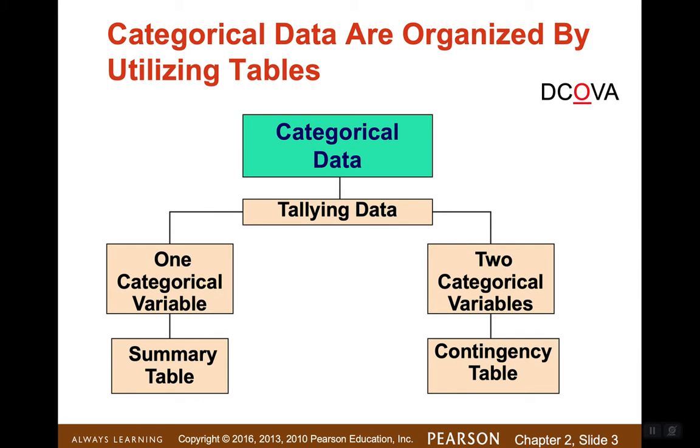All right, so we'll start with categorical data. Remember, we have categorical and numerical. So for categorical data, we're going to start with looking at a scenario where we have one categorical variable. We're going to use a tool called a summary table. And then when we have more than one categorical variable, we're going to use another tool which we're going to call a contingency table.